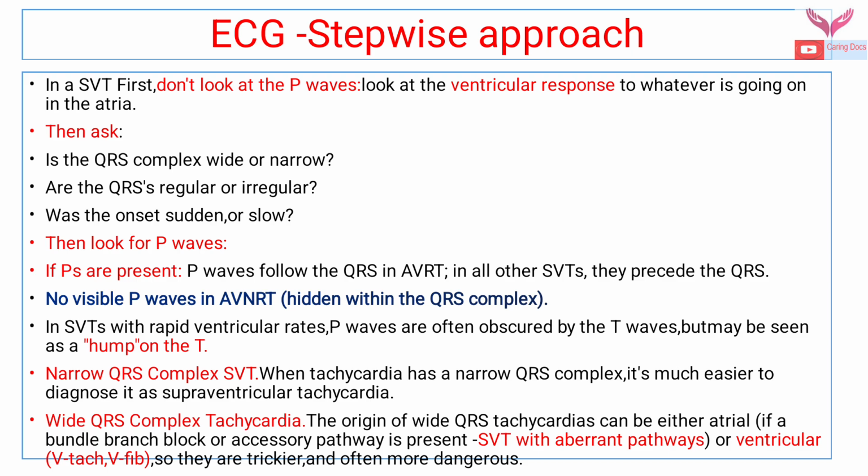So in ECG, we usually do a stepwise approach. In SVT, first we don't look at the P waves, we look at the ventricular response to whatever is going on in the atria. We have to ask ourselves, are the QRS complexes wide or narrow? Are the QRS regular or irregular? Was the onset sudden or slow? Then we have to look for P waves. If P waves are present, the P wave follows the QRS in AVRT. In all other SVTs, they precede the QRS. No visible P waves are seen in AVNRT.